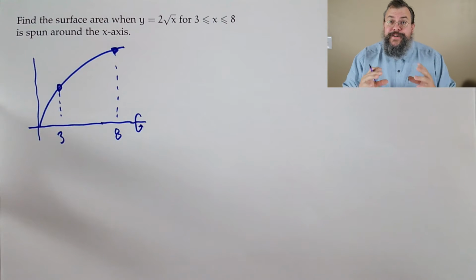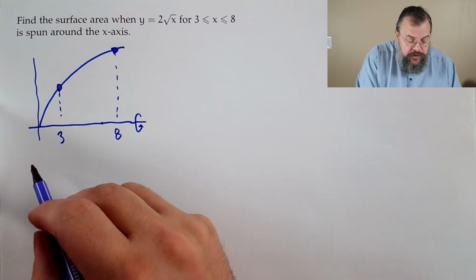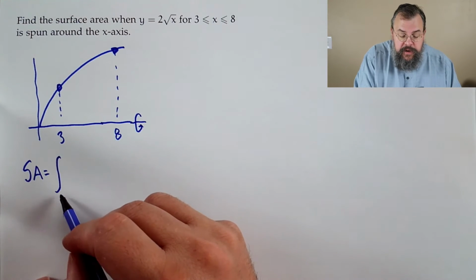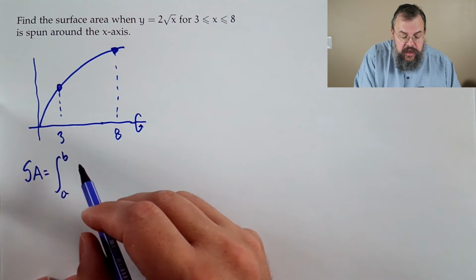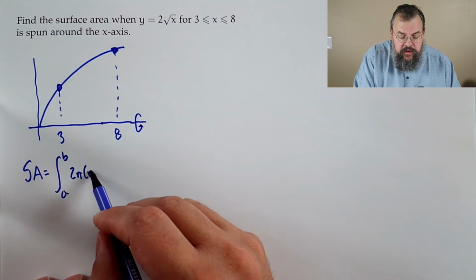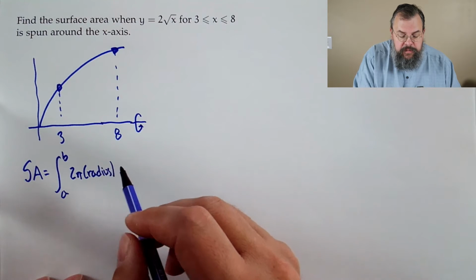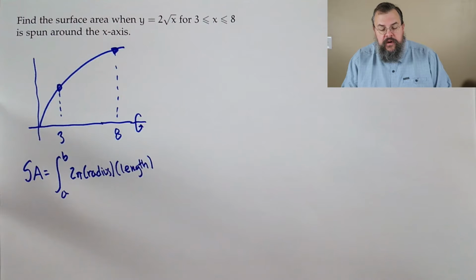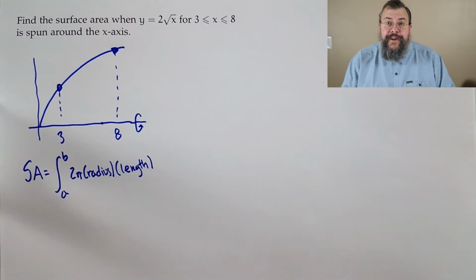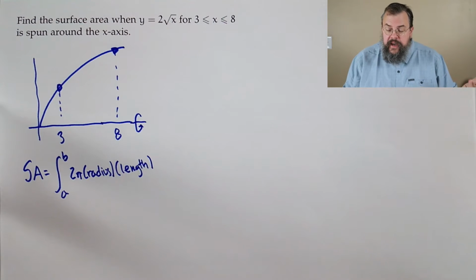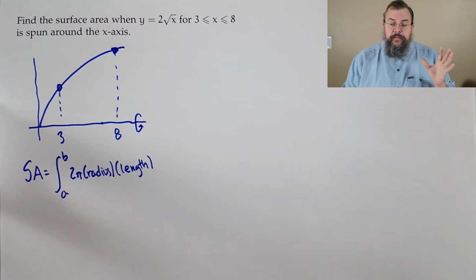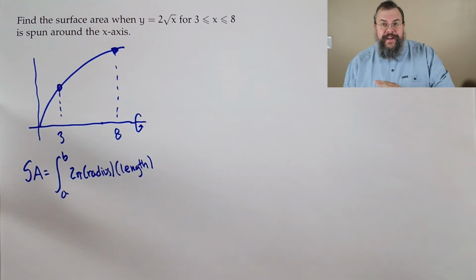Now, what's our surface area formula? So surface area is going to be adding up, which means we integrate, a to b, 2 pi, the radius, which is how far away from where we spin, and the length, which is the length of a little piece. So the first thing we should always decide is, what are we integrating with respect to? Because we might have y as a function of x or x as a function of y. That really ties into the length part. So make sure we understand that before we try to do radius.